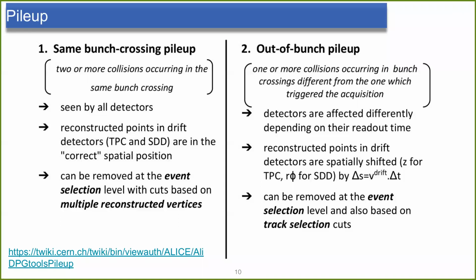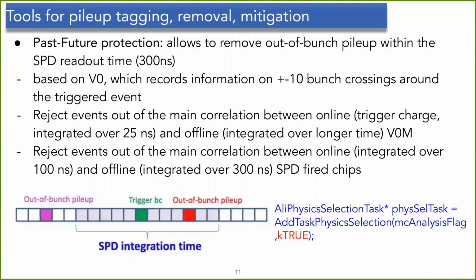And how can one remove this out-of-bunch pileup? One can remove it by doing event selection, and one can also reduce the effect of out-of-bunch pileup by rejecting the tracks that are coming from it. I will talk about this later. Let's first start with the pileup in the SPD.